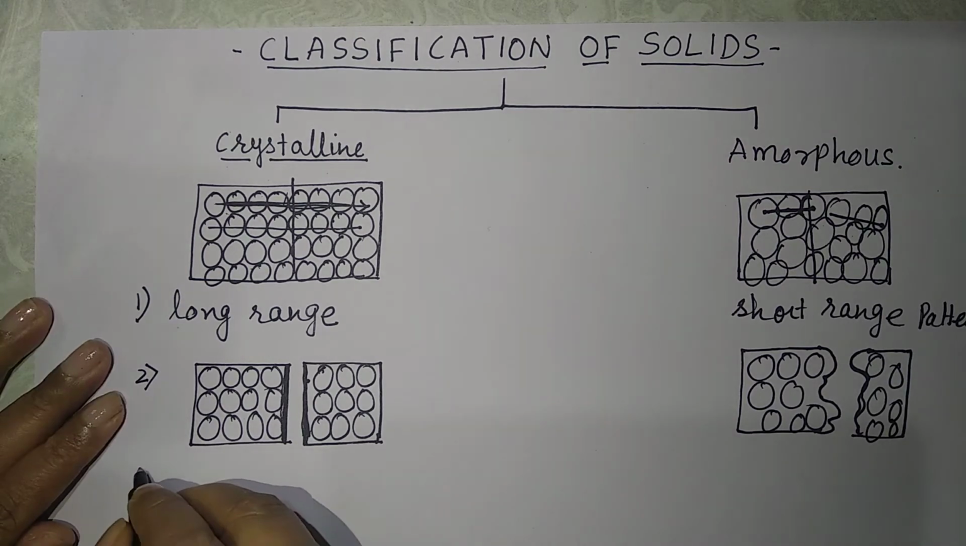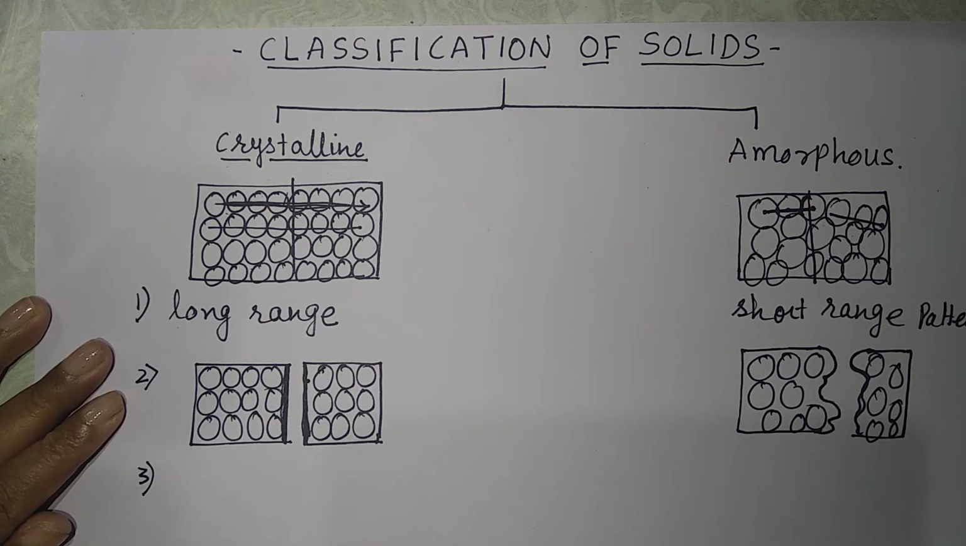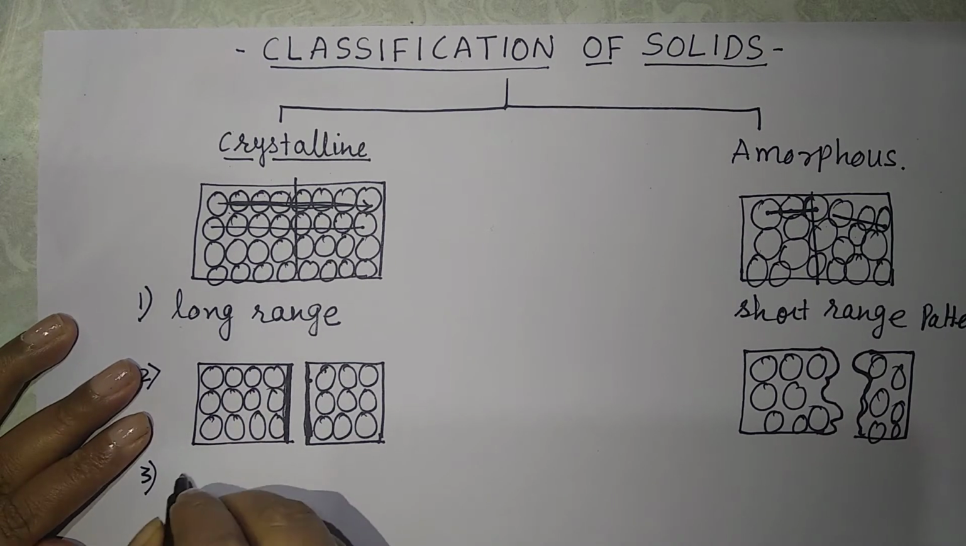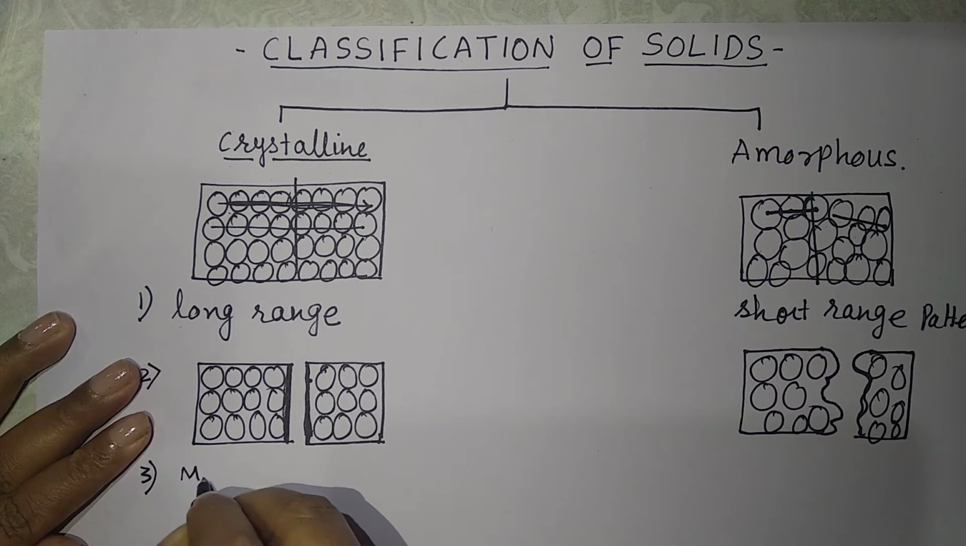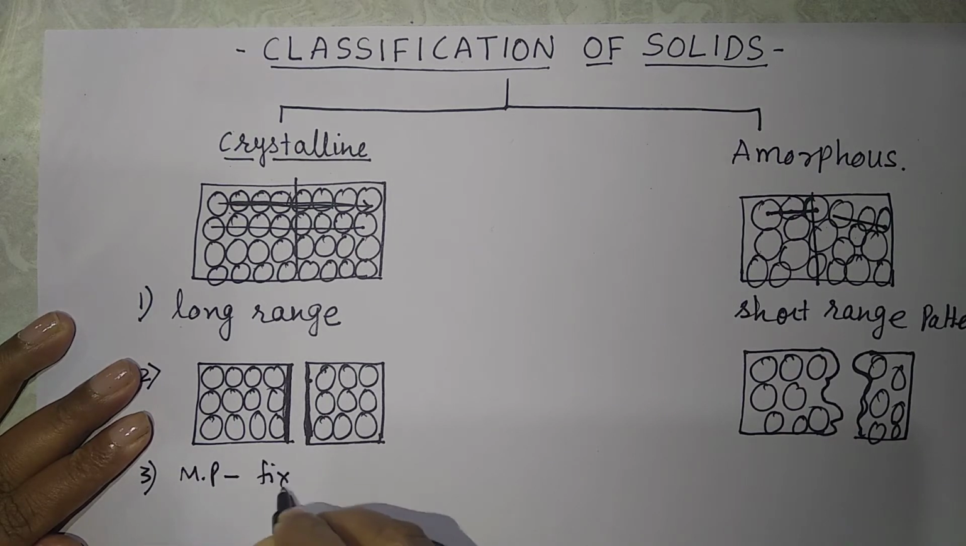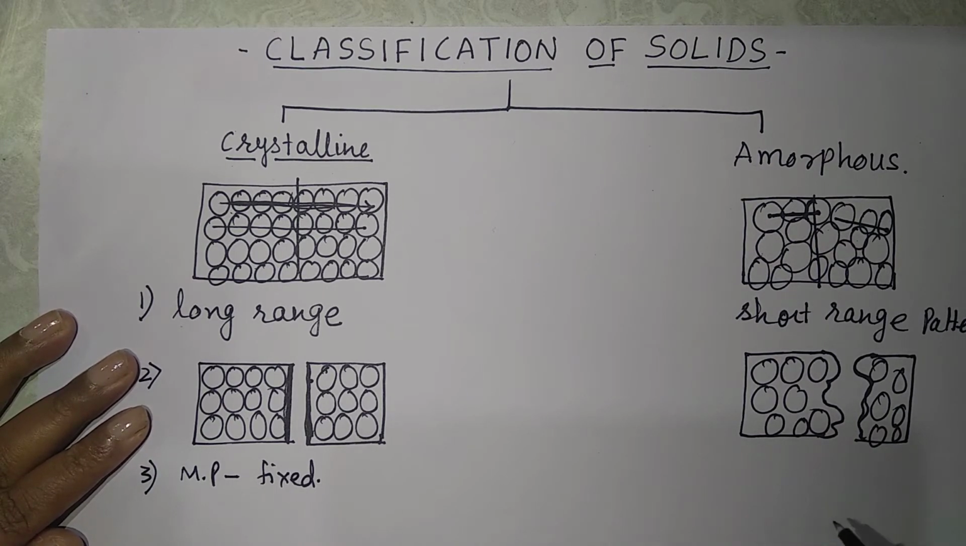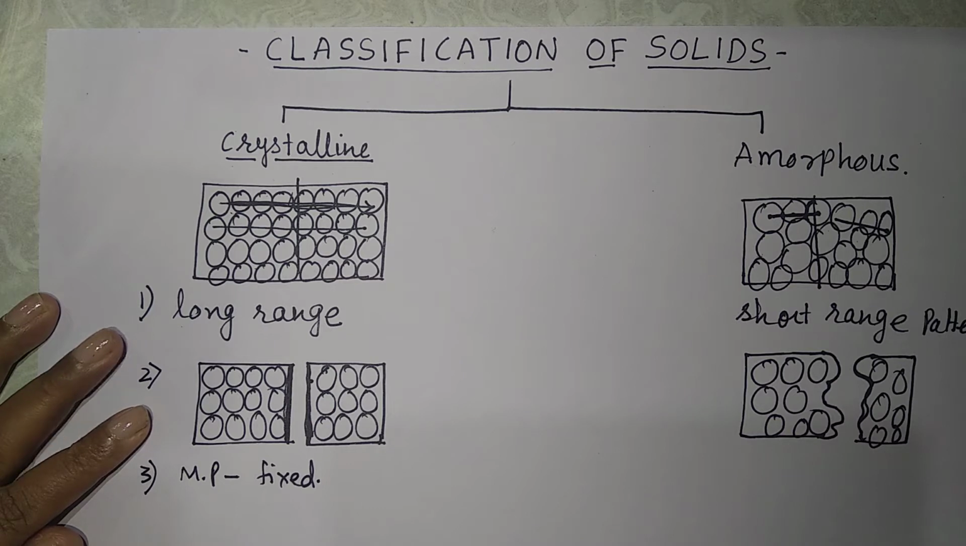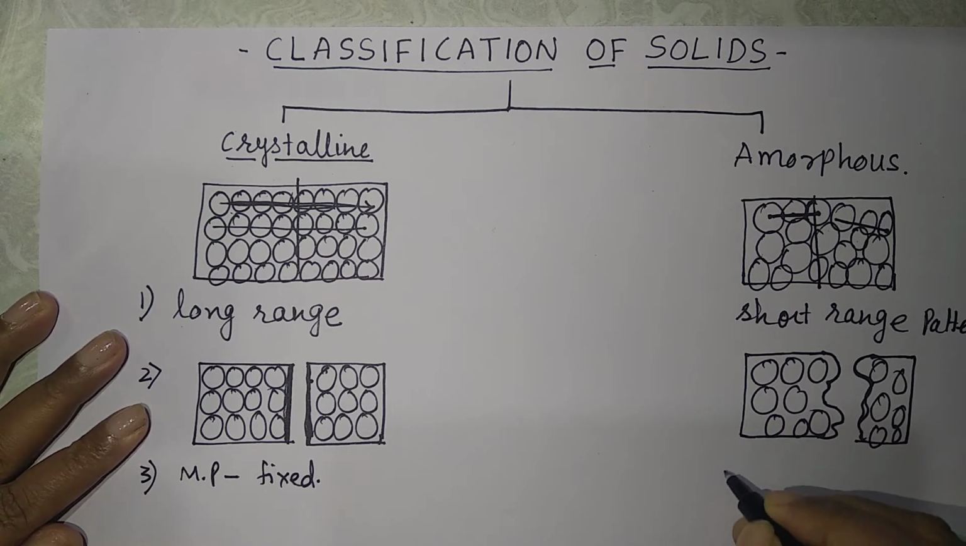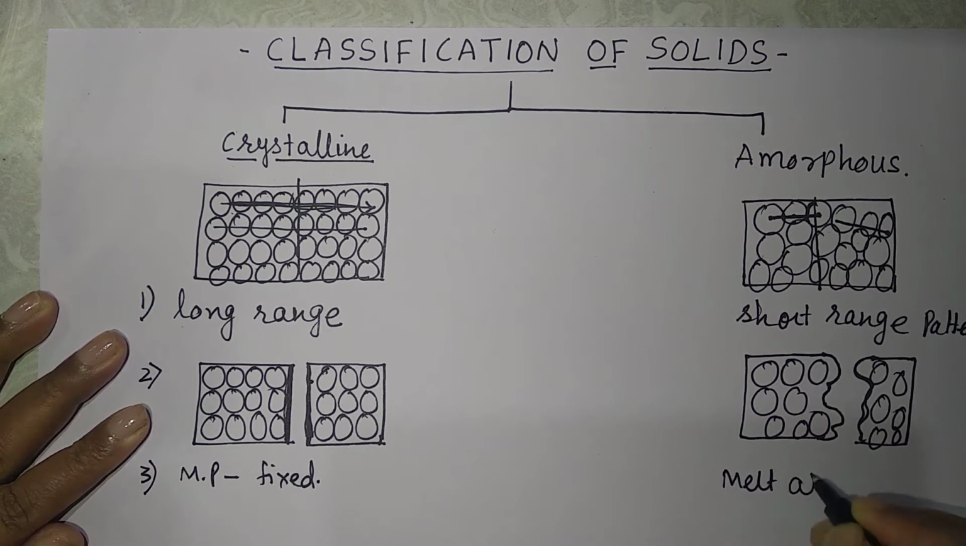Let us see the third difference. If I try to heat a crystalline substance, then it will melt at a fixed temperature. Means they have a specific characteristic melting point. Whereas in an amorphous solid, if I heat them, after some time they will become soft and remain soft at a particular temperature. Means they melt over a wide range of temperature.